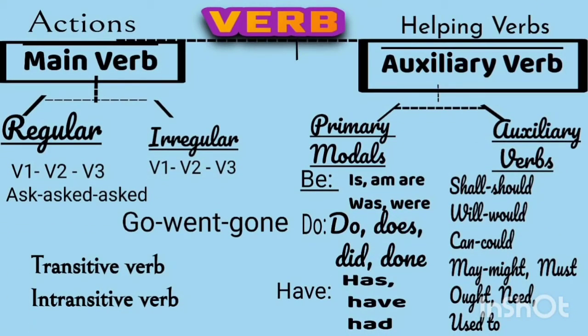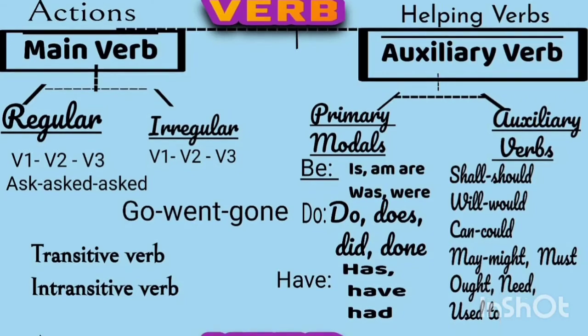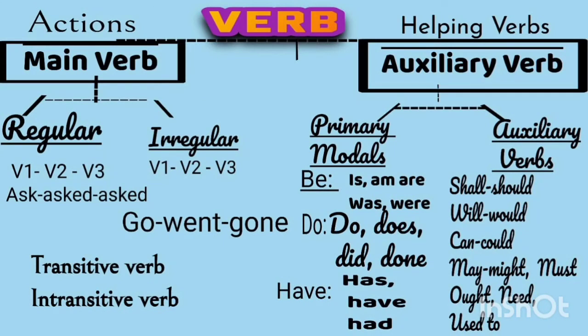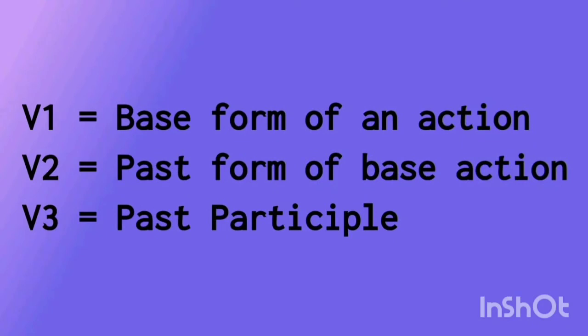Main verbs are actions like sing, dance and play. Now, before we discuss main verbs, you will find there is V1, V2, V3. V1 generally stands for the basic form of an action: sing, dance and play. V2 is the past form of a base action: sang, ate, drank. V3 is the past participle. Participle is unchangeable further.